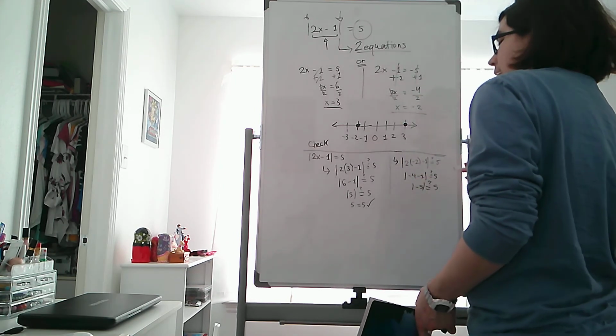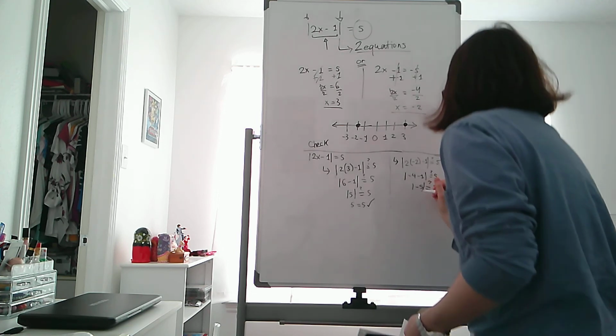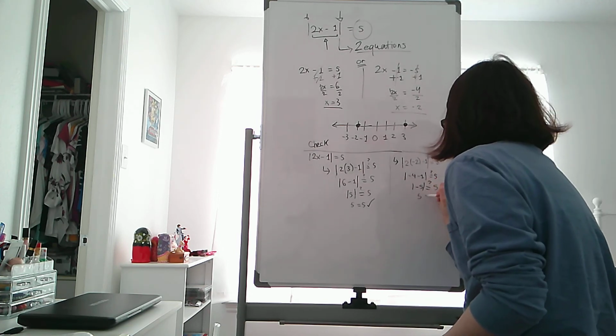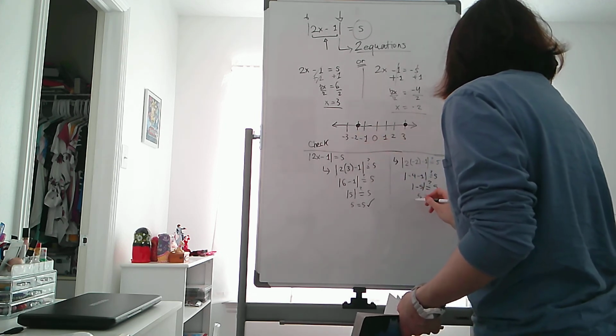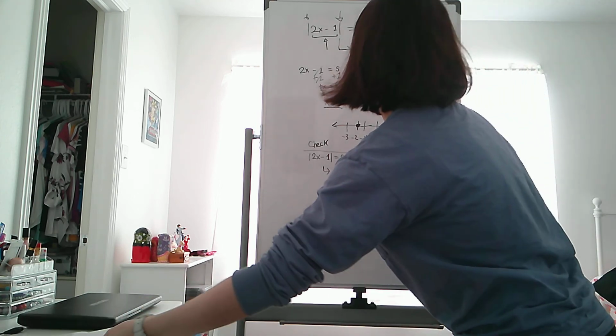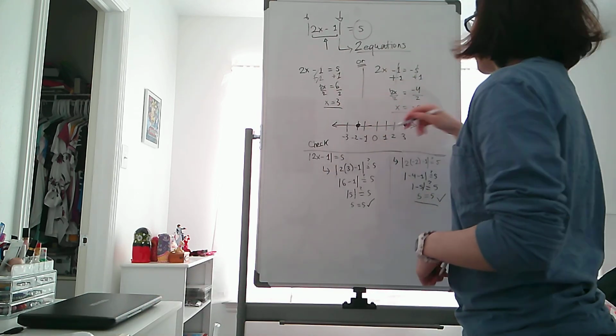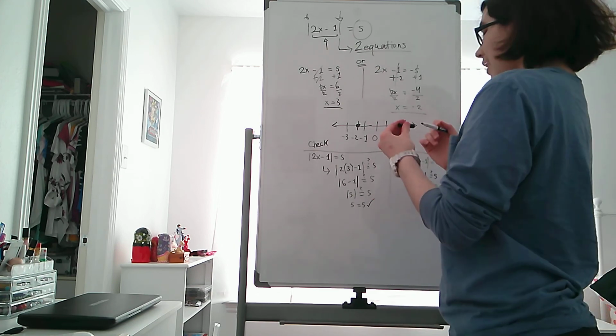Okay, so -4 minus 1 is -5, and the absolute value of -5 is, of course, 5 because it is still 5 spaces away from 0. And there you have it. x equals 3, x equals -2, both satisfy the absolute value equation.